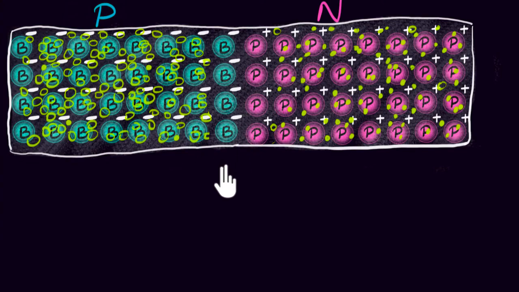Can you think why that would happen? This is important. I want you to pause the video and think, but just look around and see. Can you come up with a reason as to why all the holes and electrons won't mix together? Well, the secret lies over here.